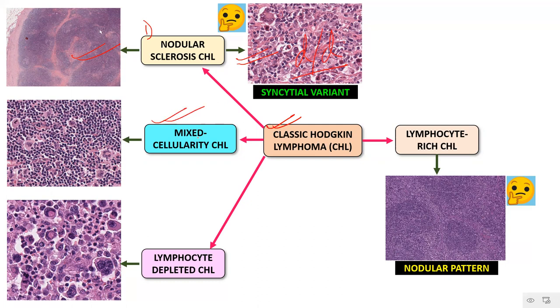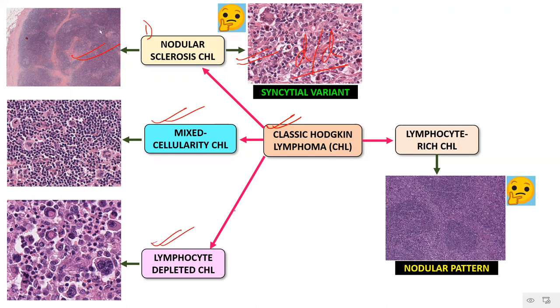The mixed cellularity category of classic Hodgkin lymphoma is relatively easy to diagnose, and this is probably the one which will often be given to you in your slide seminars and in your exams as spotters. It doesn't really have too much of a differential diagnosis, maybe a T-cell histiocyte-rich large B-cell lymphoma.